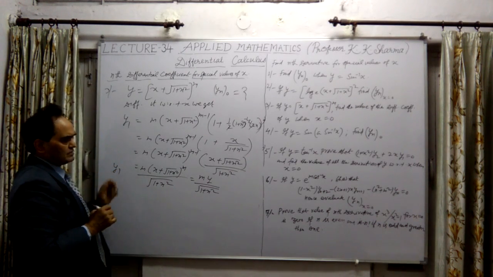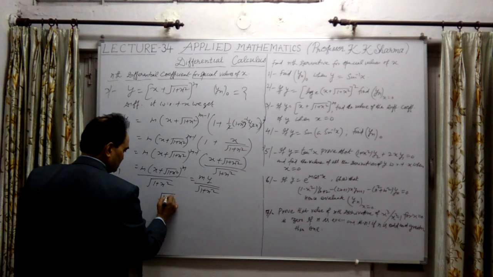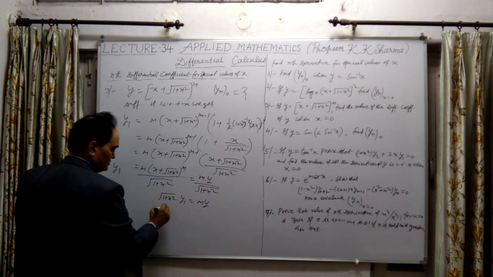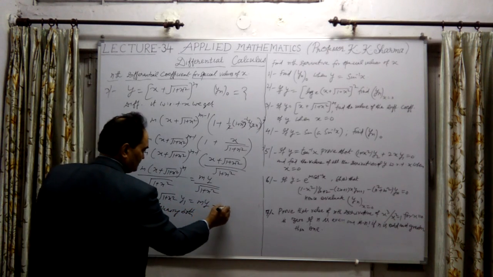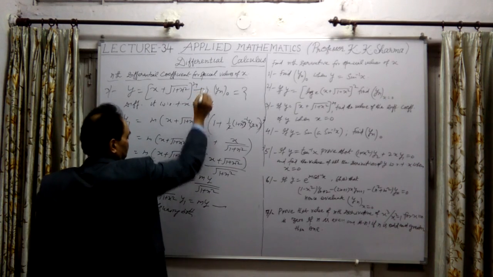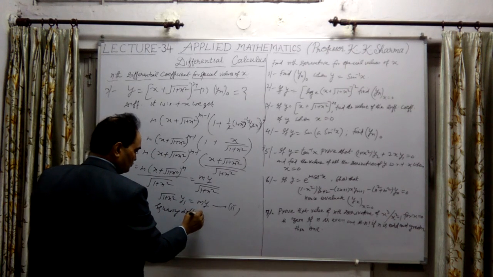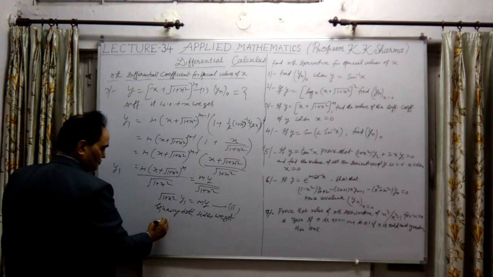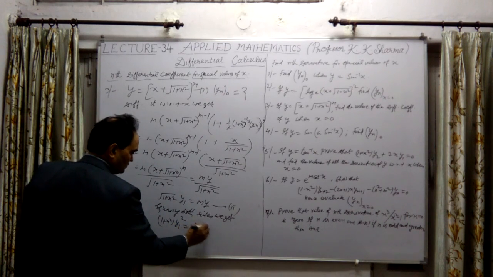Okay, we can write it as n y1, or cross multiplication after this. After cross multiplication, under root 1 plus x square into y1 equal to n into y. If I square both these sides, squaring both sides, so let me take the second equation. This is the first one. This is the second one. Now squaring both sides, we get 1 plus x square into y1 square equal to n square into y square.